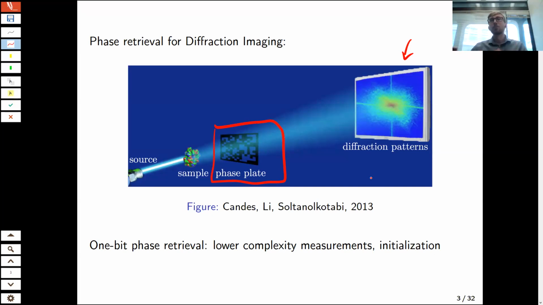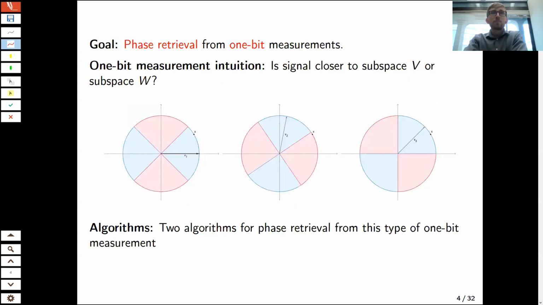That's one thing, but also think of it in terms of just how much information we are allowed to lose. If you think of phase retrieval as losing the phase of the signals, what if I go even further and lose much, much more and only get one bit of information, like a 1 or a 0? So that's our goal. We want to do phase retrieval from these one-bit measurements.